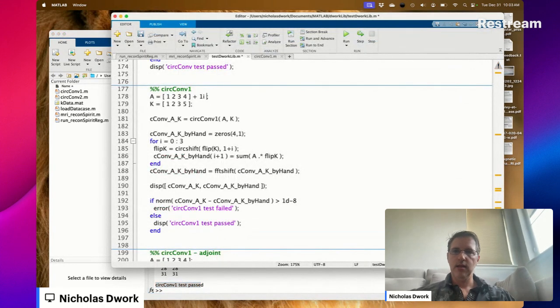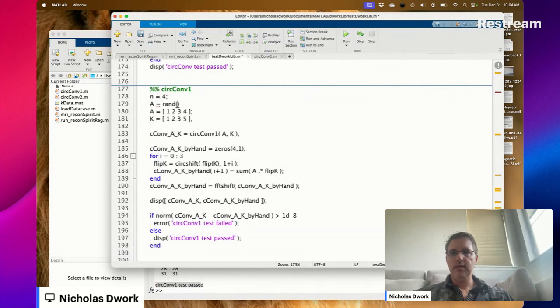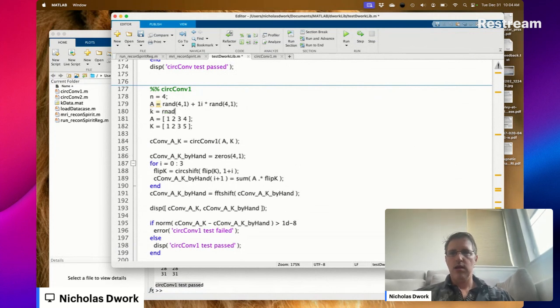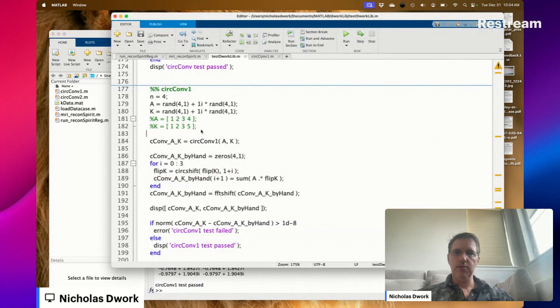Now, if I A is equal to rand. Those look the same, don't they? The test passed. Okay, so now it's working with complex values.